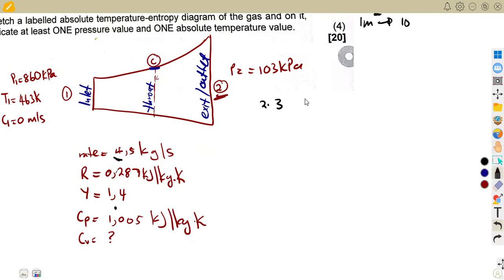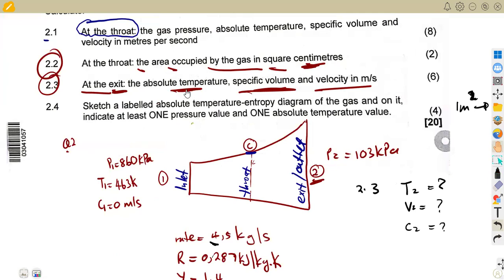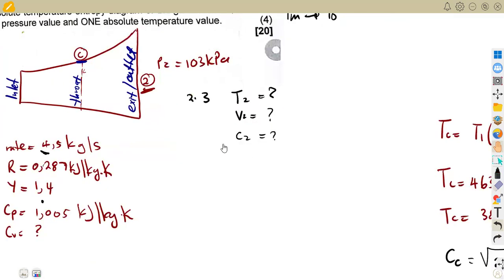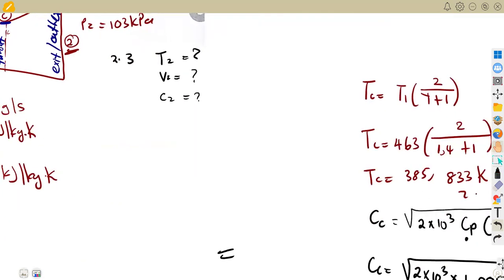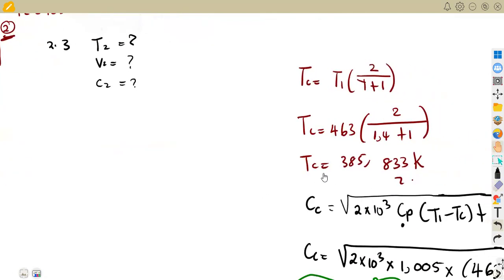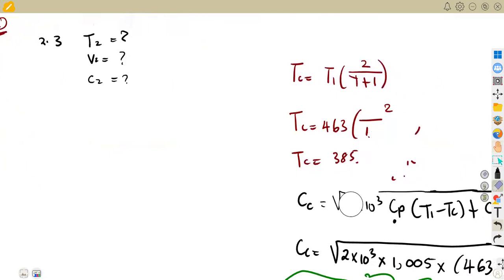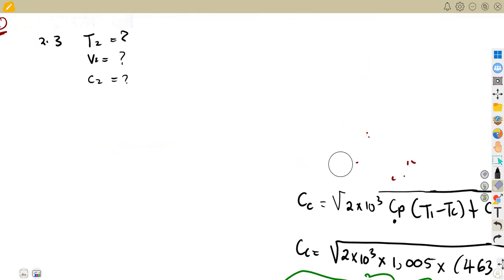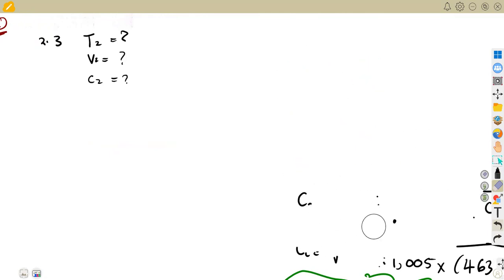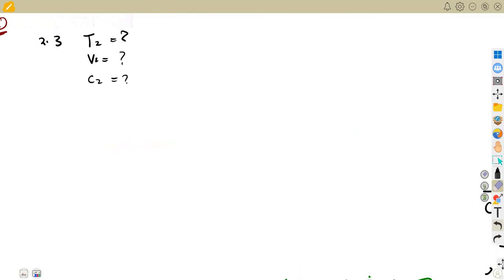So at the exit, remember, we want the absolute temperature there. We also want the volume. We also want the speed there at the exit. These are the 3 things that are needed: the absolute temperature, the specific volume, and the velocity in meters per second. So how do we calculate T2 at the exit? All right, let us get back to our formula sheet. This time, let me remove this one. I just hope it's going to make sense.